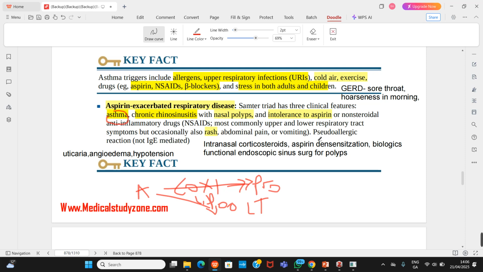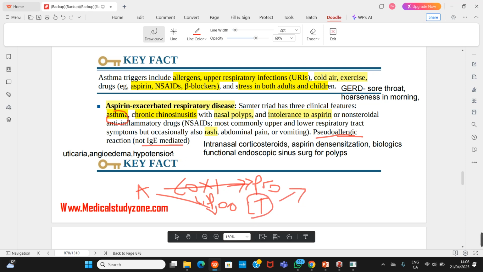So that is not an allergic condition. They could paint that scenario in the question, and some people, because they are rushing, go and pick a type 1 hypersensitivity condition or allergic. No, it is a pseudo allergic reaction. It is not IgE mediated. Of the pathophysiology that we have discussed, I have not mentioned IgE. It is mediated by leukotriene. So don't pick IgE mediated. It is a pseudo allergic reaction. So that's the Samter triad: asthma, chronic sinusitis with nasal polyps, and intolerance to aspirin.